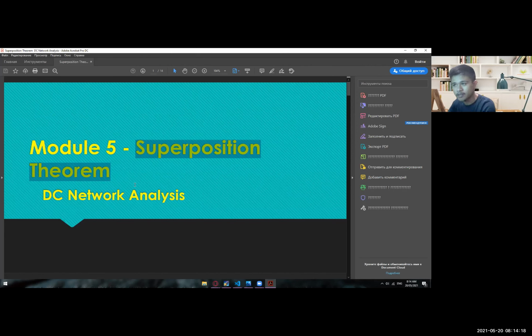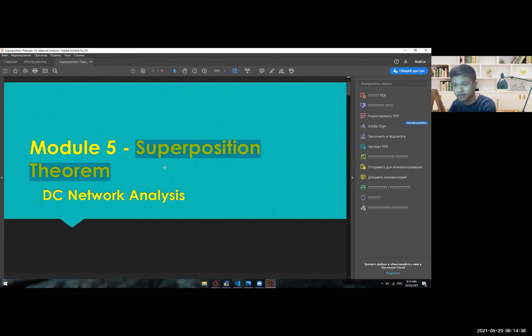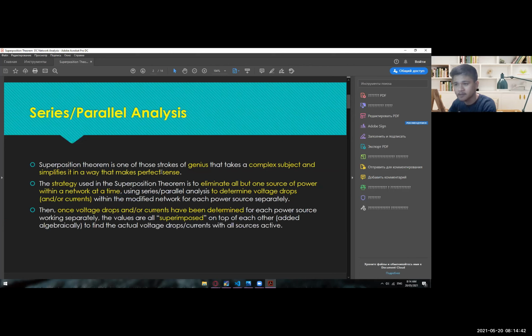If we have, let's say, more than one source, one voltage source and one current source, or even two voltage sources or two current sources, any of those, then as long as it's more than one source, superposition theorem is one of the perfect theorems you can use to simplify it into a simple circuit. Once voltage drops and or currents have been determined for each power source working separately, the values are all superimposed on top of each other, added algebraically to find actual voltage drops or currents with all sources active.